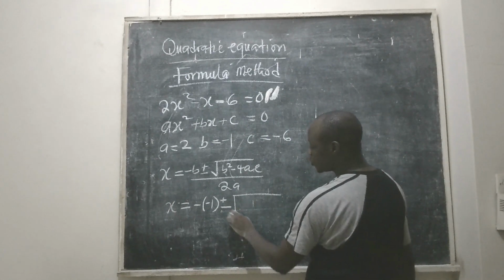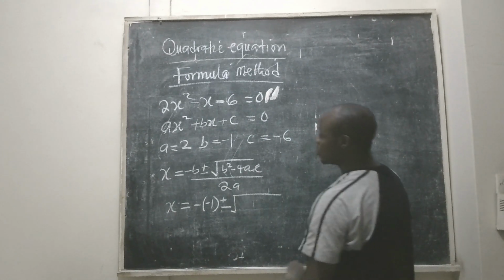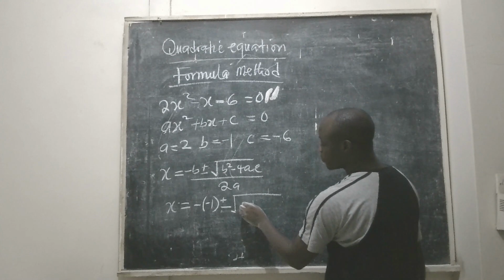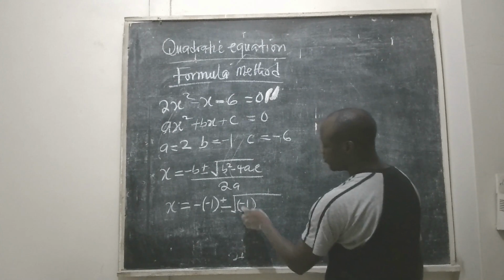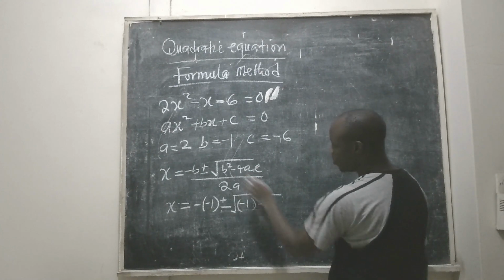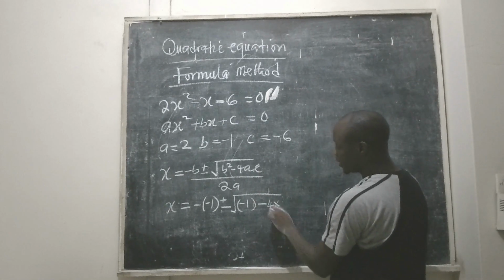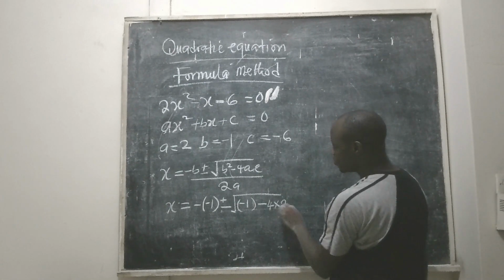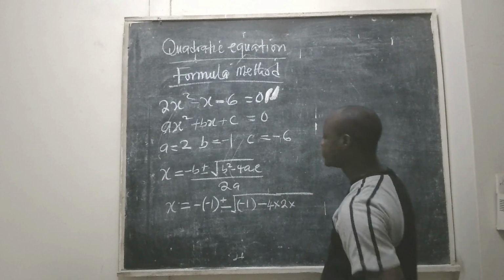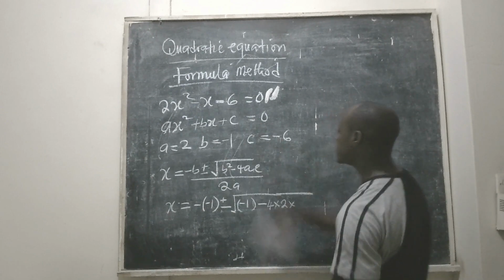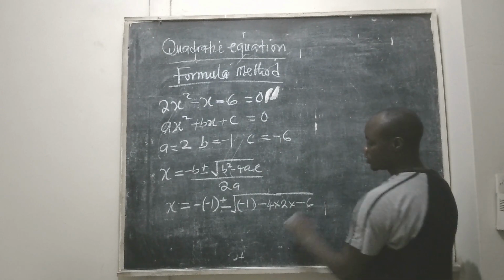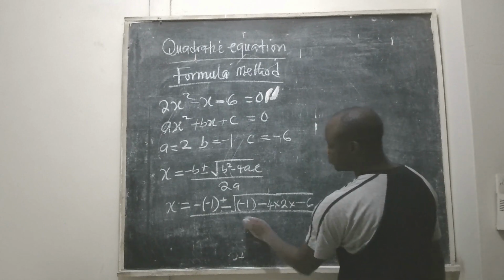Then we now have the square root of b squared. So our b is minus 1, and b squared is 1, so we have b squared. And then we have minus 4 times our a, which is 2, times our c, which is minus 6. And we now divide it by 2.